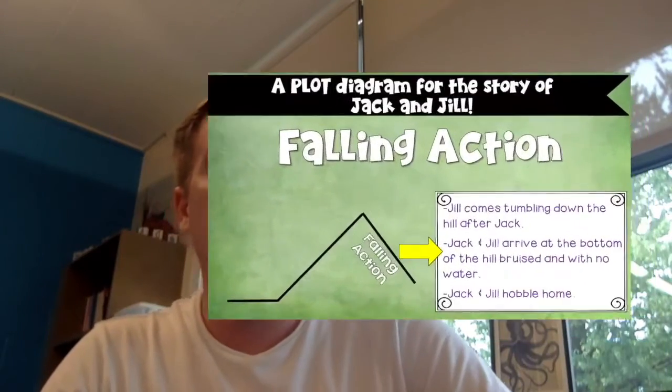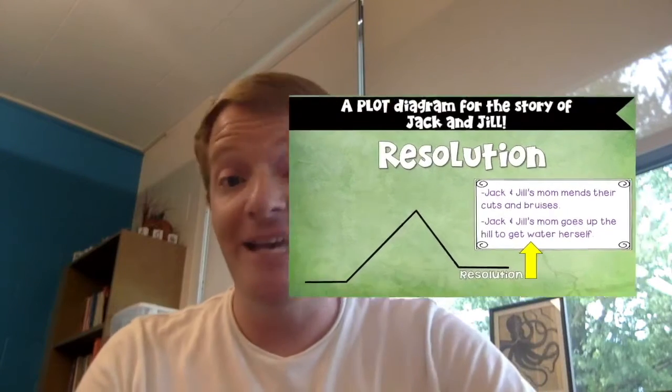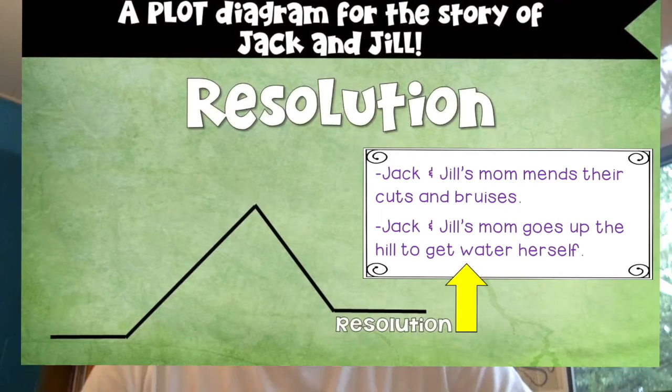The falling action, remember, this is kind of where we're finding a solution to our problem, and things are kind of winding down. Jill comes tumbling down the hill after Jack. Jack and Jill arrive at the bottom of the hill, bruised but with no water, and Jack and Jill hobble home. Now, for the resolution, which is kind of the ending or conclusion, Jack and Jill's mom mends their cuts and bruises. Jack and Jill's mom goes up the hill and gets the water herself, basically ending the story.